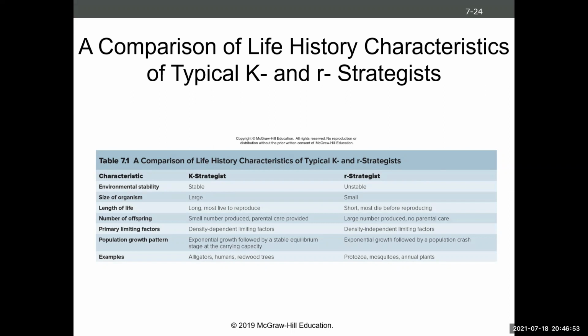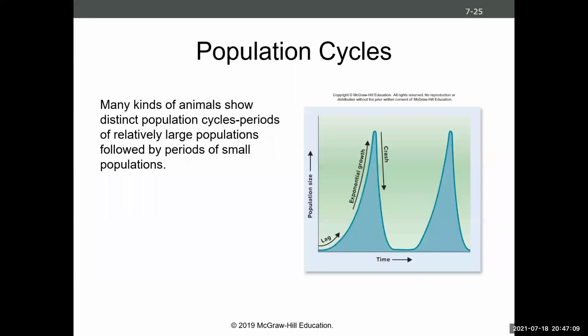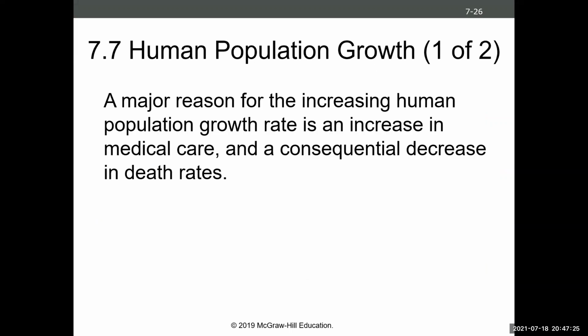But most animals typically don't have an all-or-nothing in these strategies. They will have characteristics from both of these, but we usually lean more towards one type of strategy. Again, it just depends on the species. A lot of animals will actually show these cyclical periods with large populations, with crashes to small populations. So some of those boom-bust cycles that we just mentioned.